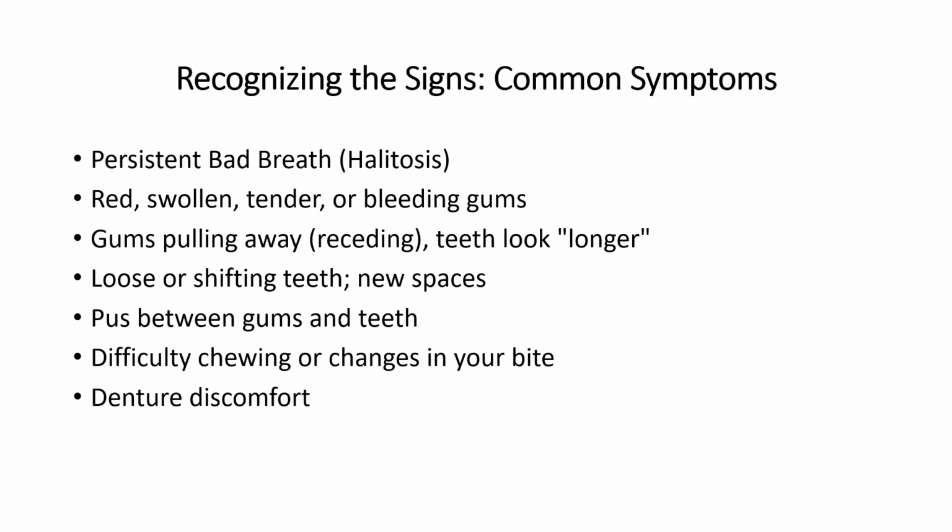Periodontitis often starts silently, so recognizing the symptoms as it advances is key. One of the most common and telltale signs is persistent bad breath, or halitosis, caused by the odor-producing bacteria in those deep pockets. You might also notice your gums are red, swollen, tender to the touch, or they bleed easily when you brush or floss. Your gums might also start to pull away or recede from your teeth, making your teeth appear longer. As the bone support weakens, your teeth might become loose or start to shift, creating new spaces. You might even notice pus coming from between your teeth and gums.